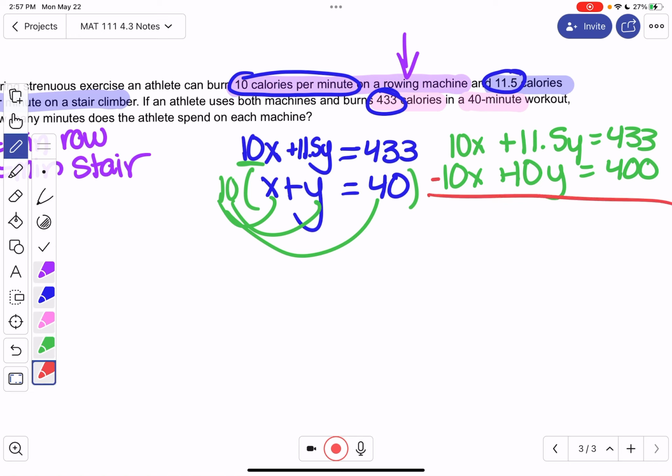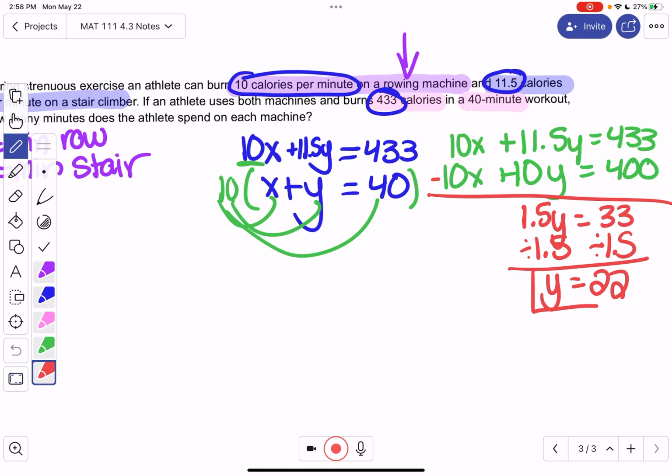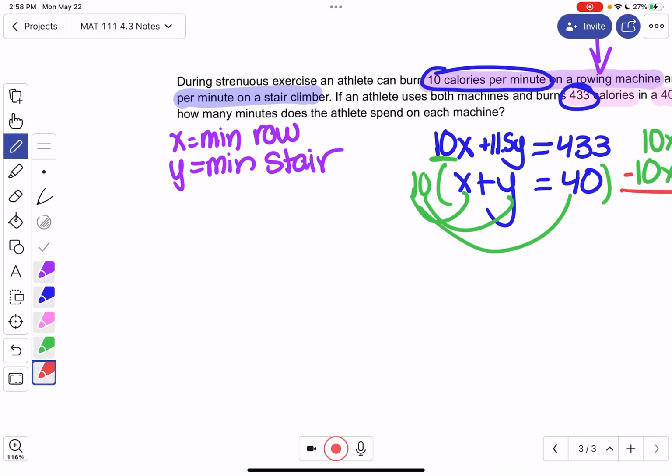The x's have the same sign, so I subtract. 10x minus 10x is 0. 11.5y minus 10y is 1.5y. And 433 minus 400 is 33. Divide both sides by 1.5 to get the y alone, and I get 22. So that means 22 minutes on the stair climber, because that's what we said y was.